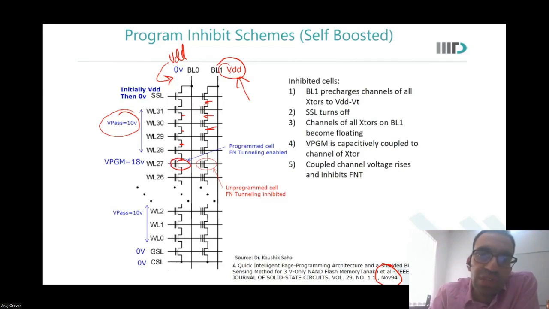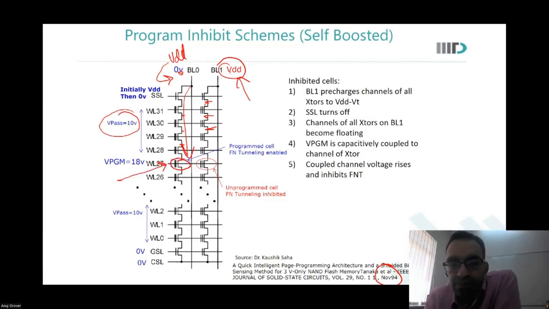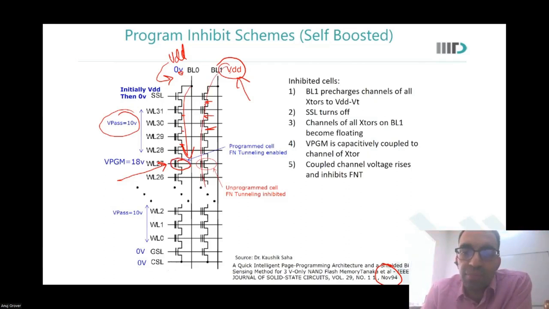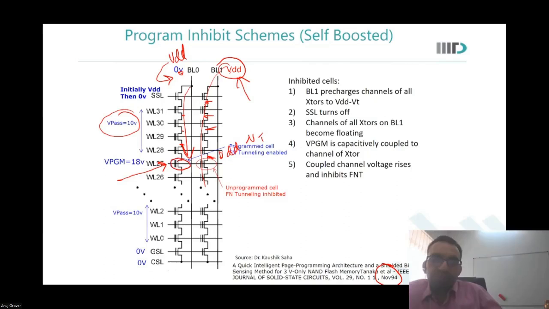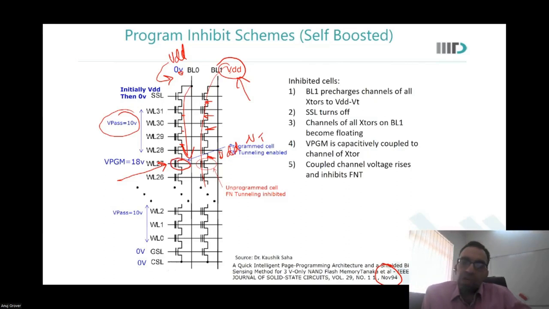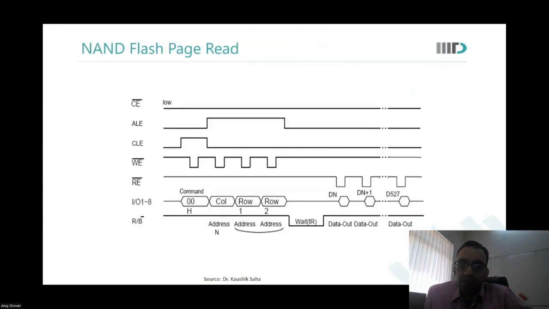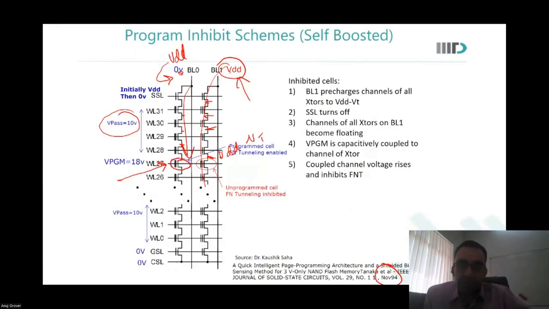Okay. So what happens? You take this to 0, then as soon as you take this to 0, it is 0 everywhere. If it is 0 everywhere, what happens? FN tunneling starts. Over here, that doesn't start because over here it is VDD minus VT. You do not put the device in inversion region at all. So the programming will not happen. Okay, sir. Any further questions on this?